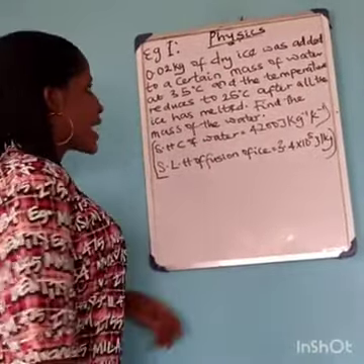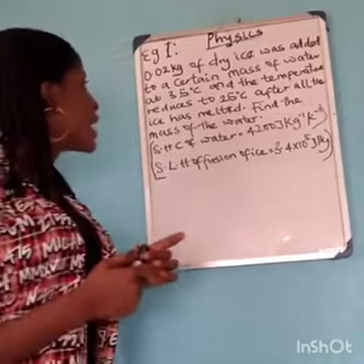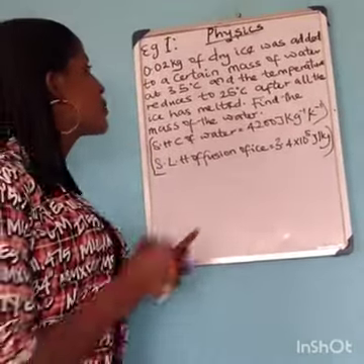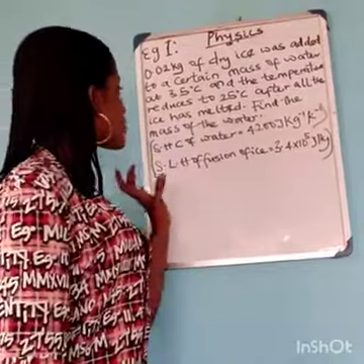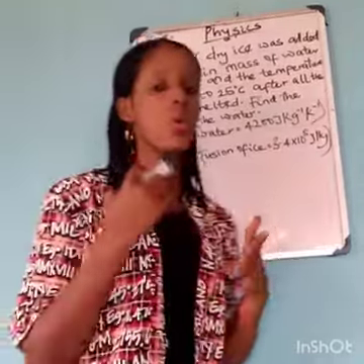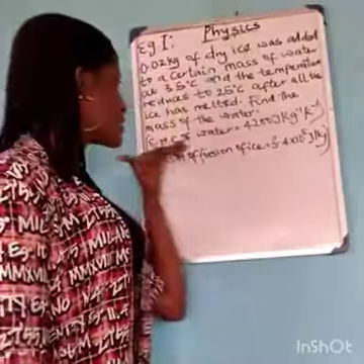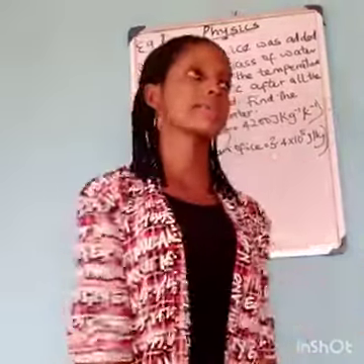0.02 kilogram of dry ice was added to a certain mass of water at 35 degrees Celsius, and the temperature reduces to 25 degrees Celsius after all the ice has melted. Find the mass of the water. And we are given the specific heat capacity of water and the specific latent heat of fusion of ice.